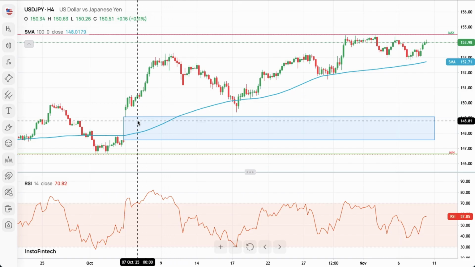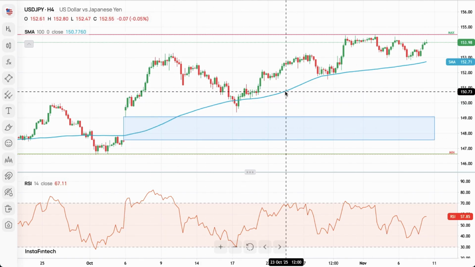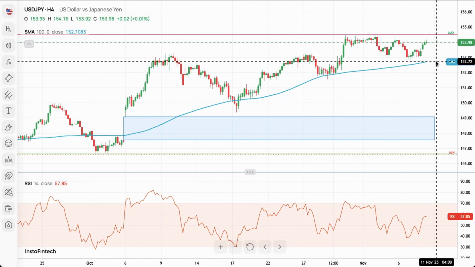Moreover, the gap is still not filled, and the market is using the 100 periods moving average to move up and down, which is quite understandable, because it is using this level as the local dynamic support.